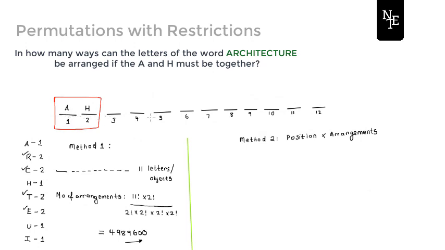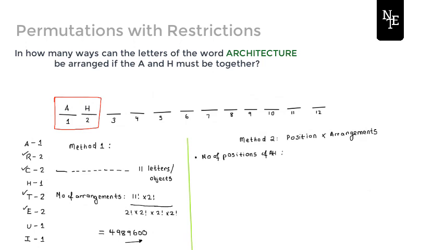So here is one of the positions, you can see it over there. But is this the only position where you can put this A and H? Definitely not. I can put this A and H anywhere along this line. So the first thing I think of is the number of positions of the group AH. How many positions can this group take?